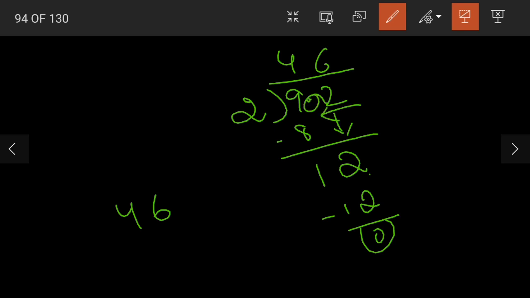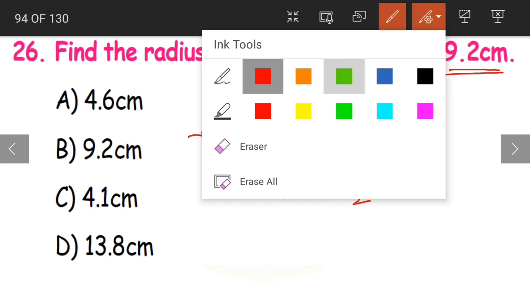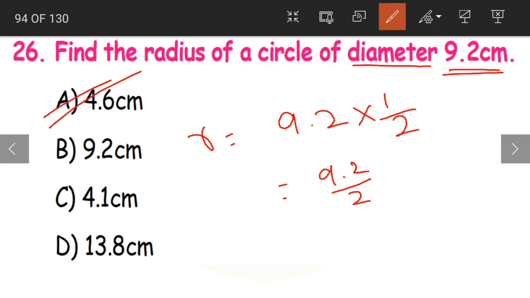We are having one decimal place, so after one digit from the right, we'll place our decimal point. So what is the radius, children? The radius is equal to 4.6 centimeters. That is our option A.